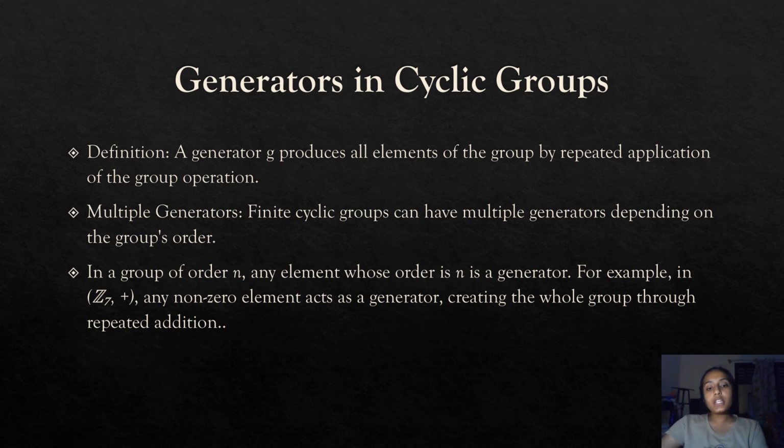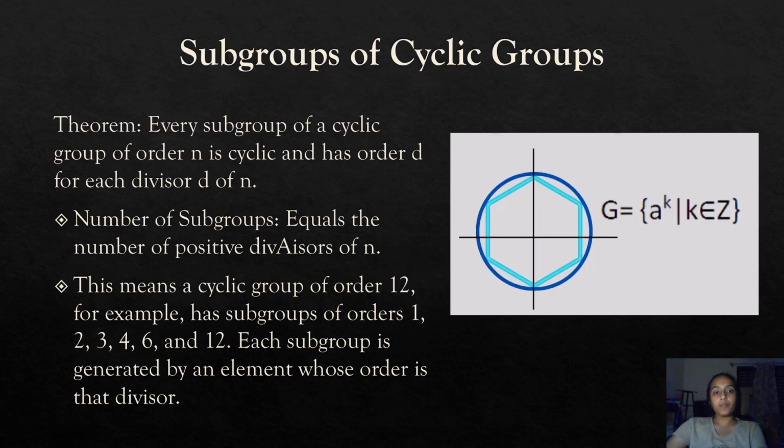Finite cyclic groups can have multiple generators depending on the group's order. In a group of order n, any element whose order is n is a generator. For example, in Z7 under plus that we discussed earlier, any non-zero element acts as a generator, creating the whole group through repeated addition. Any number you consider and try to repeat the same addition operation in this set will give you the remaining elements of the same set.